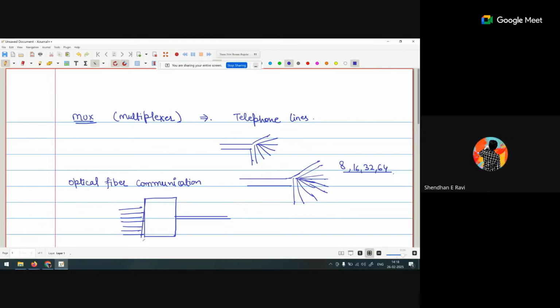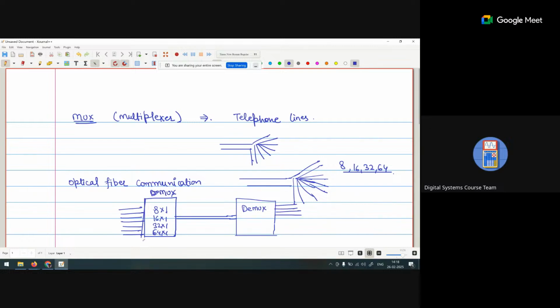Okay, so now what they do is combine, as per our requirement, either 8 cross 1, or 16 cross 1, or 32 cross 1 and 64 cross 1, into one channel. Then at the receiver side, they do the reverse process. That is the demux. Again, demultiplexing means the signal that we combined as a single one is now separated into multiple parts. So this is the mux and this is the demux.